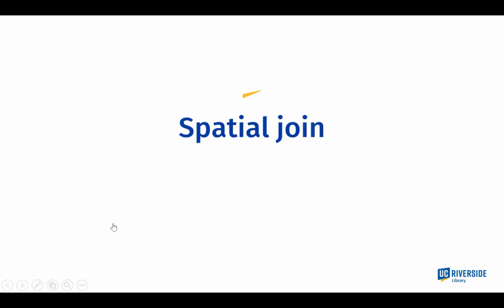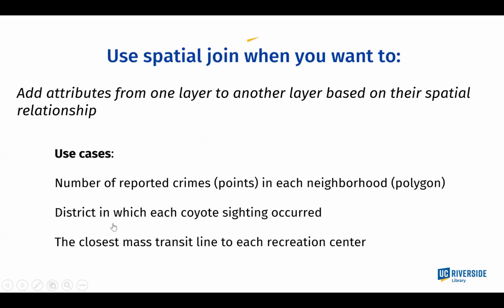Okay, so now we're going to move on to spatial join. What's the difference between a spatial join and a table join? Well, a spatial join is when you want to add attributes from one layer to another layer based on their spatial relationship. So for instance, if you have a spreadsheet of reported crimes and you could upload it to the GIS to create a point layer, and you have a polygon layer of neighborhoods, you can find out how many crimes were reported in each of the neighborhoods.